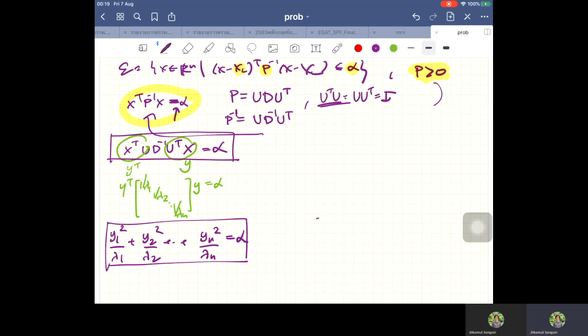Now that is not hard, right? Because from this equation you know how to sketch it. For y1, when y2 is 0, y1 is going to be the square root of alpha lambda 1. For y2, it's going to be the square root of alpha lambda 2.